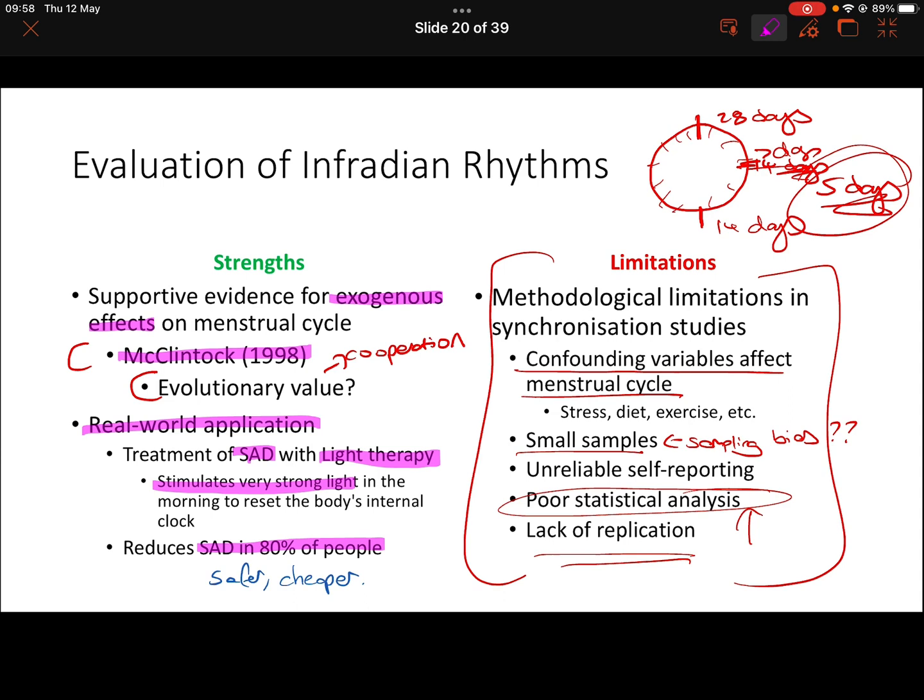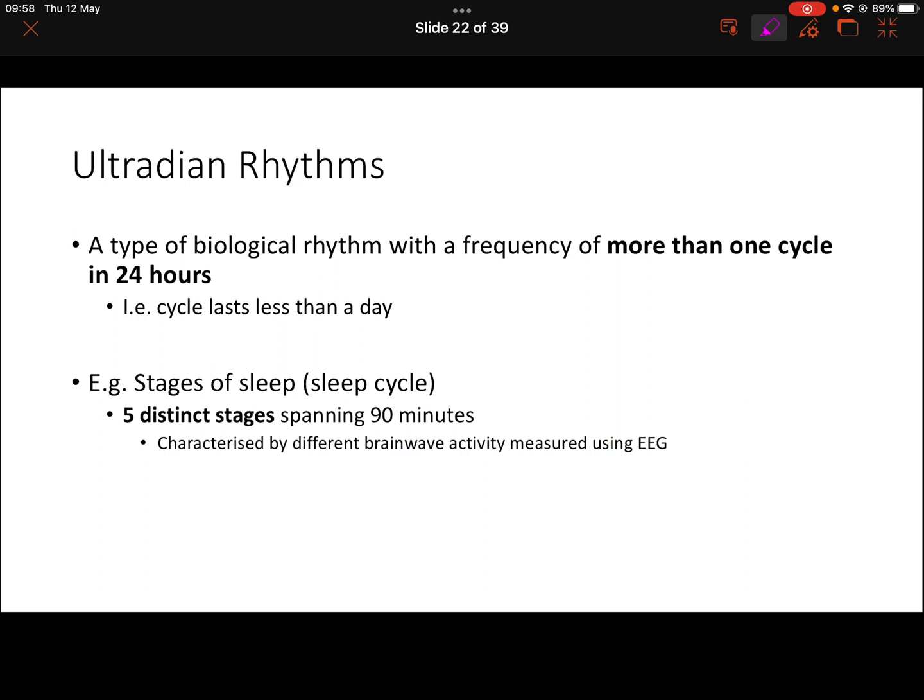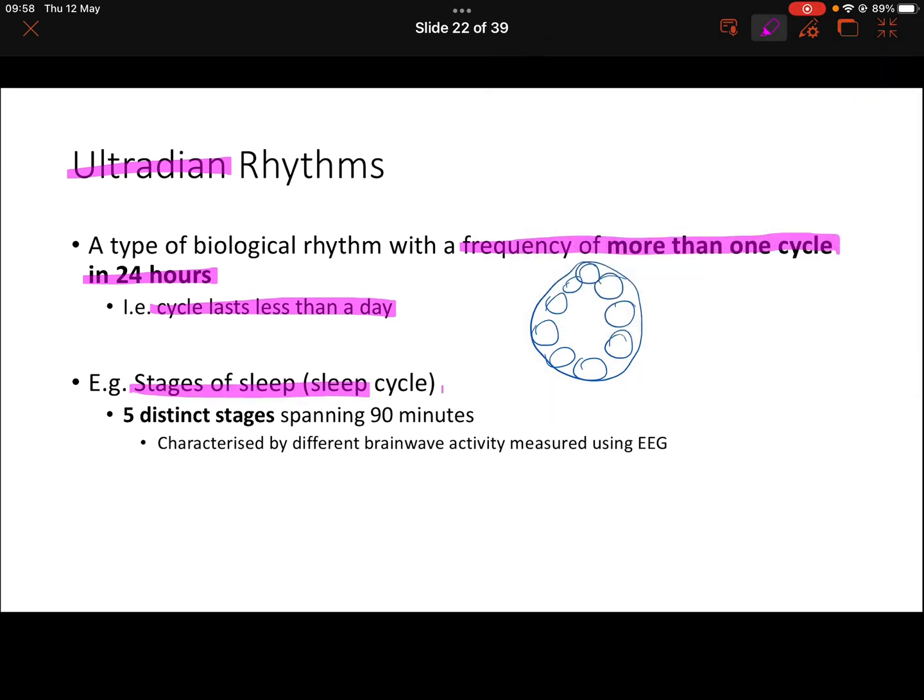Okay, let's move on to look at ultradian rhythms. Ultradian, these have a frequency of more than one cycle in 24 hours, i.e. the cycle lasts less than a day. We have many in a 24-hour period. We may have many ultradian rhythms. The most researched ultradian rhythm is the stages of sleep, or the sleep cycle.